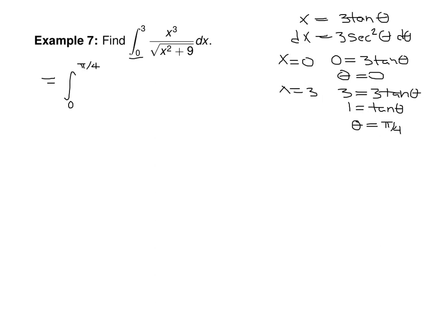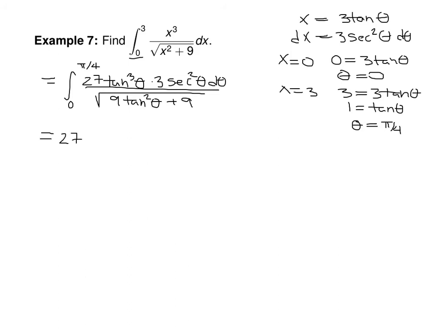Now x cubed, we take and cube the 3 tangent of theta. That gives us 27 tangent cubed of theta multiplied by dx, which is 3 secant squared of theta d theta, over the root of 9 tangent squared theta plus 9. So we have 27, integral from 0 to pi quarters.